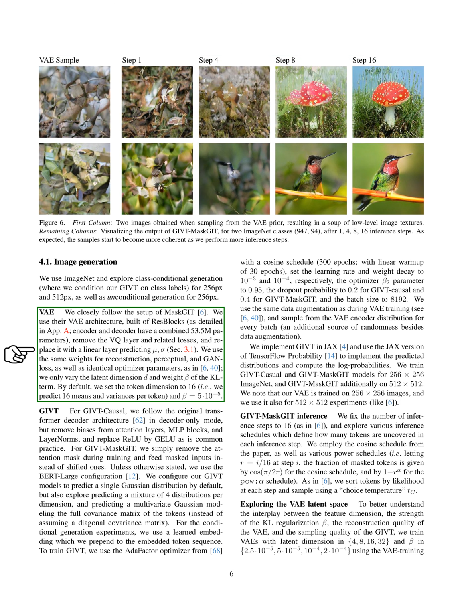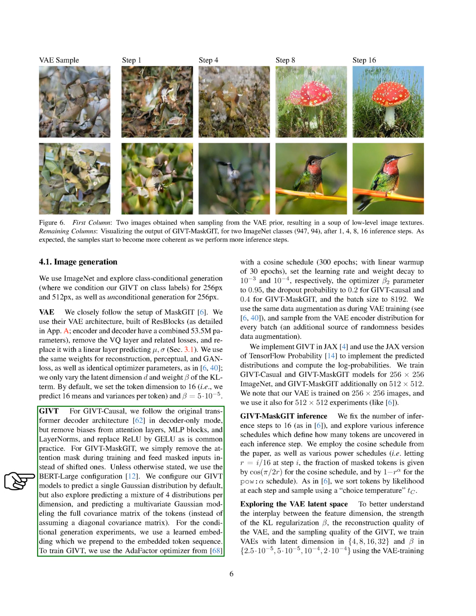This setup uses a VAE architecture made up of res blocks, with a total of 53.5 million parameters. We've removed the vector quantization, VQ, layer and replaced it with a linear layer that predicts the mean and standard deviation. We've used the same weights for reconstruction, perceptual, and GAN loss, as well as the same optimizer parameters. We've only varied the latent dimension and the weight of the KL term.